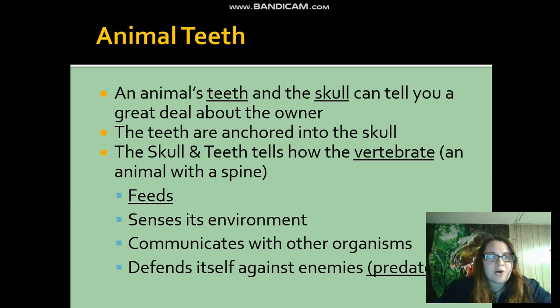Okay, so an animal's teeth and skull can tell us a great deal about the owner of that organism. And we're going to be looking at vertebrates. So vertebrates are organisms that have a spine. And so those are going to be the ones that have a skull with teeth that can help us identify things like, what does it feed on? How does it sense its environment? How might it communicate with its other organisms? And how does it defend itself against predators?